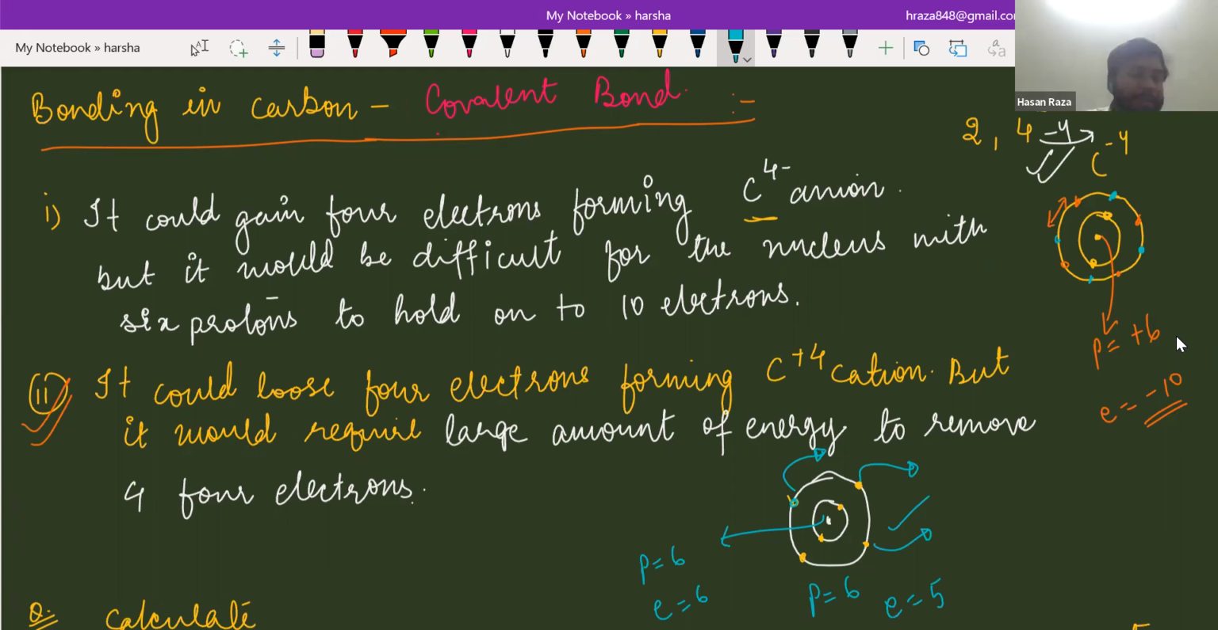So what does carbon do in order to stabilize itself? It shares. When a bond is formed by sharing of electrons, that is called a covalent bond, and the compound is known as a covalent compound. Is that clear?